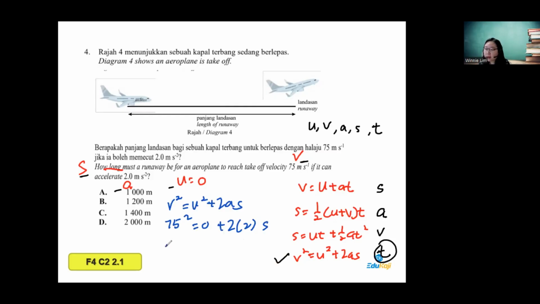Then you expand the equation: 5625 will be equal to 4s, and s is 1406.25. So it's about 1400 among the answers, so C is the most accurate one.